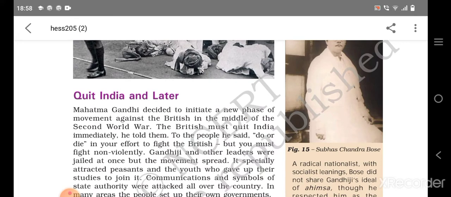In Quit India and later, we learned that Mahatma Gandhi began a new phase of the civil disobedience movement, and he named that movement the Quit India movement, and asked Indians to join it. He gave the notion of "do or die": either you make the Britishers leave, or you die for India. That was Mahatma Gandhi's notion, and all of this should happen non-violently. This was the message of Gandhiji.